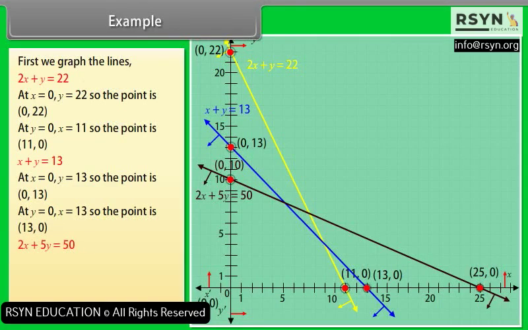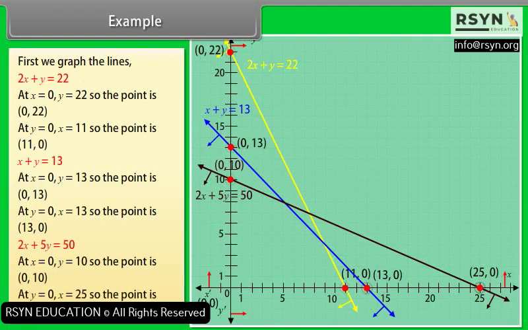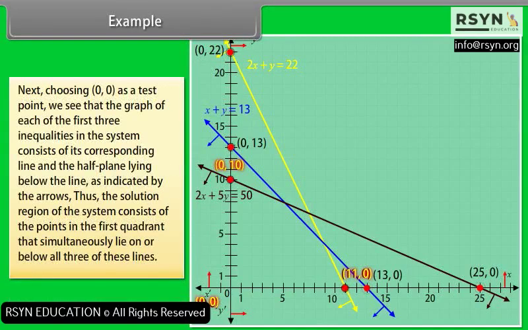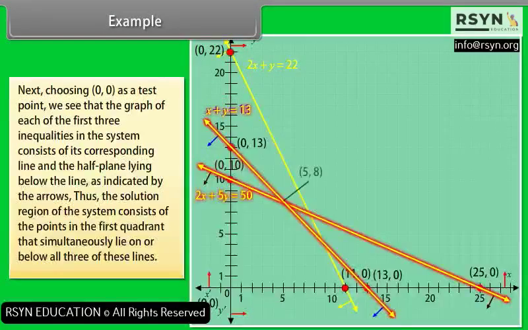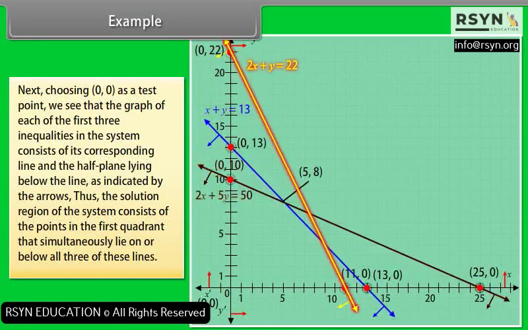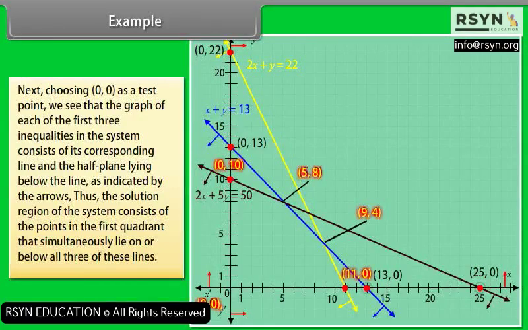2x + 5y = 50. At x = 0, y = 10. So, the point is (0, 10). At y = 0, x = 25. So, the point is (25, 0). Next, choosing (0, 0) as a test point, we see that the graph of each of the first three inequalities in this system consists of its corresponding line and the half-plane below the line, as indicated by the arrows. Thus, the solution region of the system consists of the points in the first quadrant that simultaneously lie on or below all three of these lines.